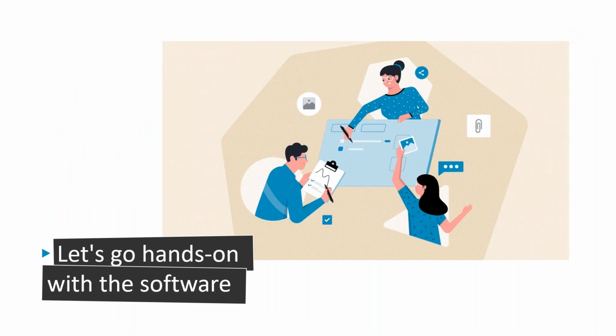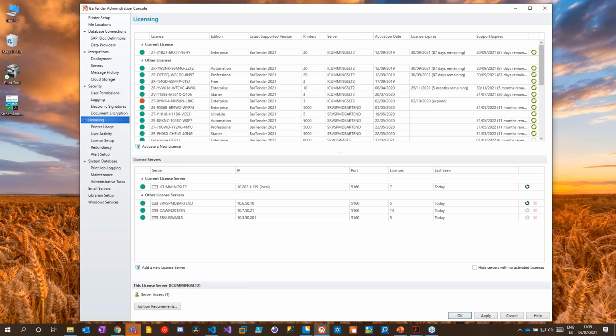Let's take a look and go hands-on with the software. Here we see the administration console. And in the administration console, I have selected the licensing section. From here, we can see and access the various licensing functions.